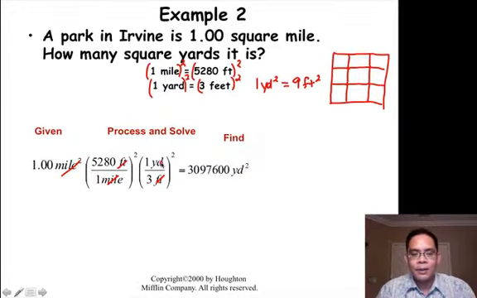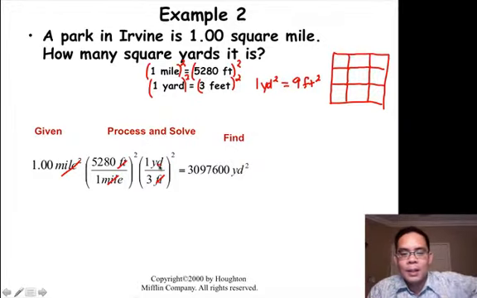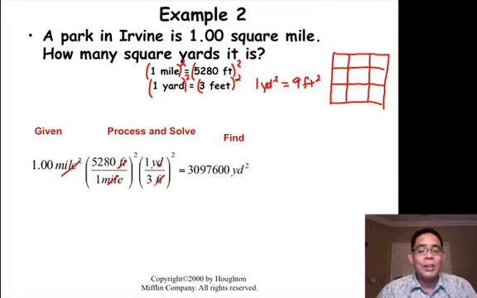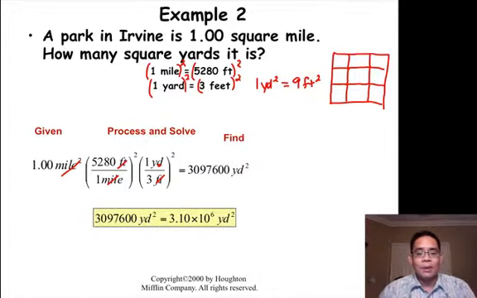And on the calculator, you get 3,097,600 yards squared. And when you analyze that some more, since I only have 3 sig figs, I need to make this 3 sig figs. It becomes 3.10 times 10 to the 6 yards squared. So that's how that works.